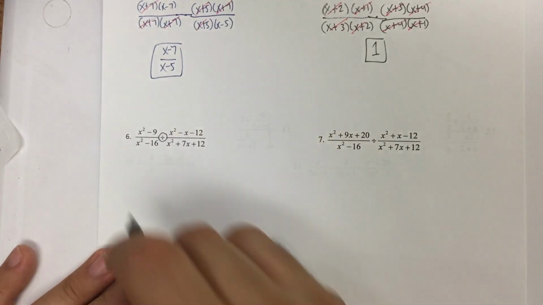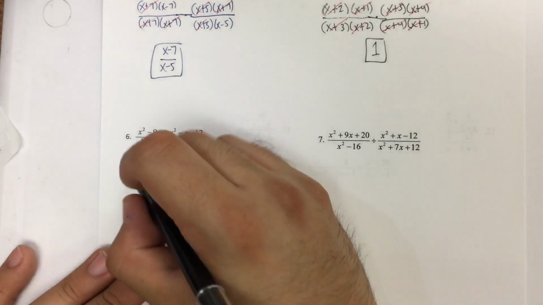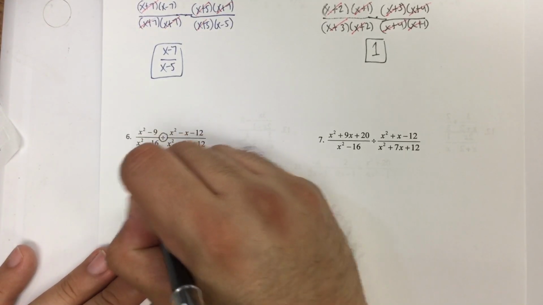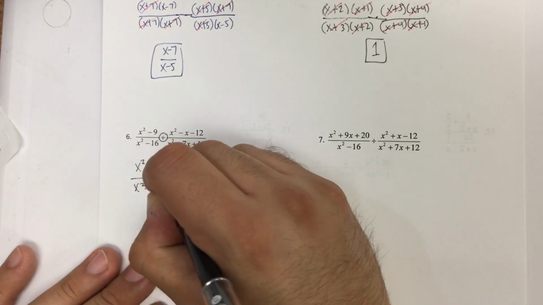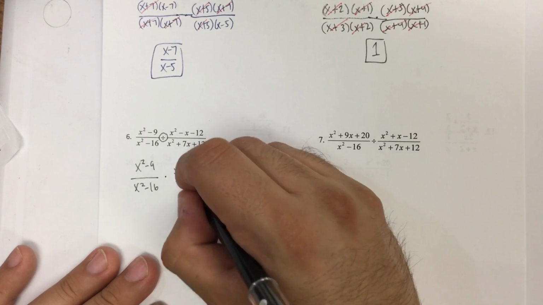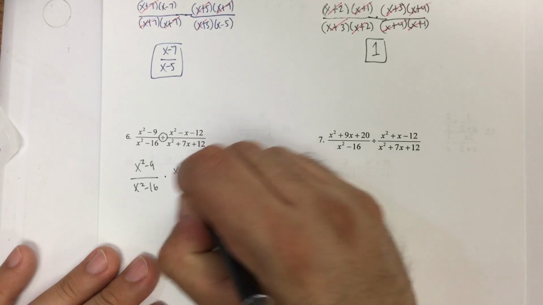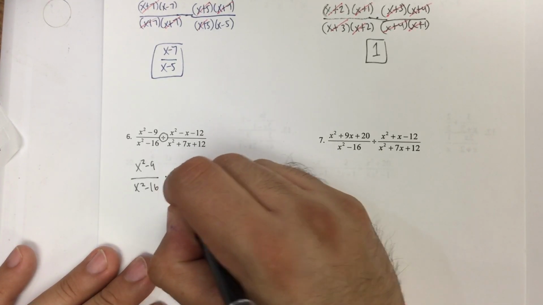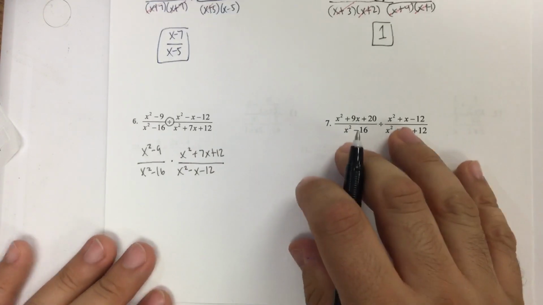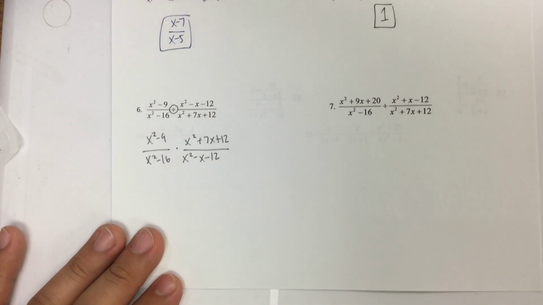Division means to flip it over and multiply. So the second one, we're flipping it over and multiplying. From here, now we do exactly what we did on number 4 and 5. We factor.